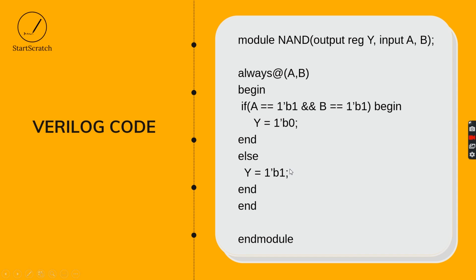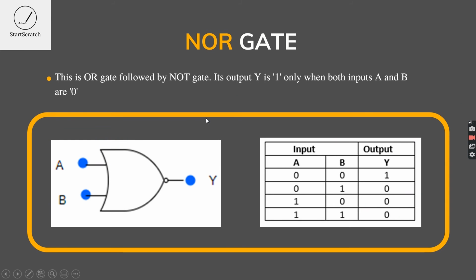Now let's see the NOR gate. Here you can observe that the NOR gate is just the connection of the OR gate and the NOT gate. And here is the truth table for the NOR gate, and here is the definition for the NOR gate.